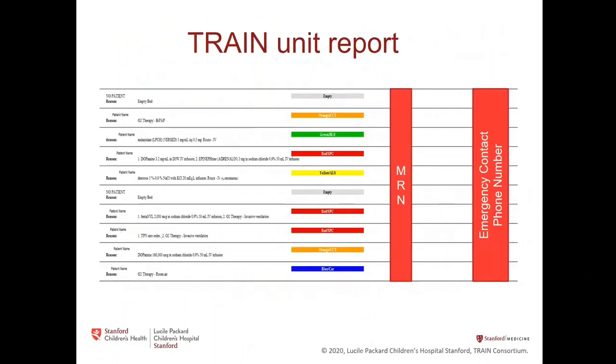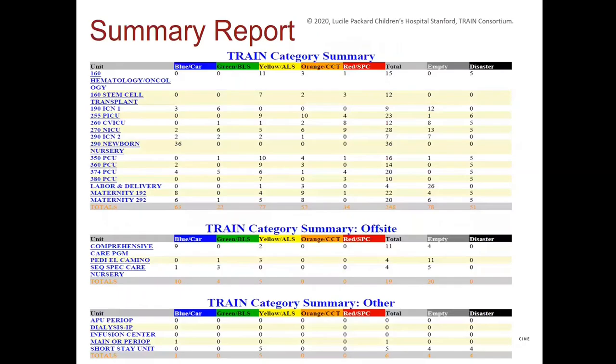This is just an example of what our report looks like. This is by unit. We have each patient and what triggers their color scoring. We also put down their emergency contact information, so we can run the report and take it with us if we're leaving the organization, and we have that emergency information. Next slide.